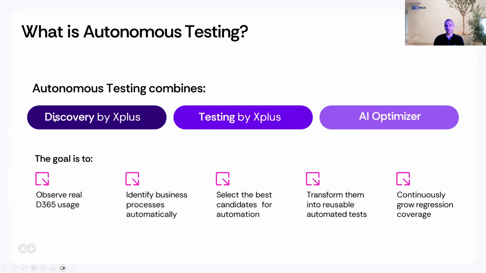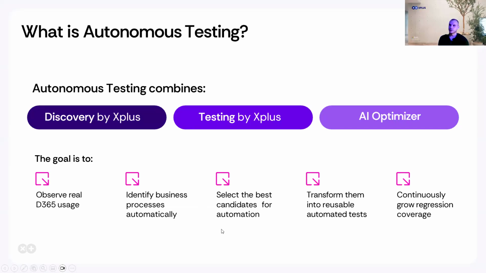Discovery by Xplus is our observability application, which can basically do what the first one says. It can observe what people do inside Dynamics 365, and this application can also show us real business patterns and paths, real paths executed by the users. Thanks to that, we can identify business processes automatically. So Discovery by Xplus can observe and identify business processes.